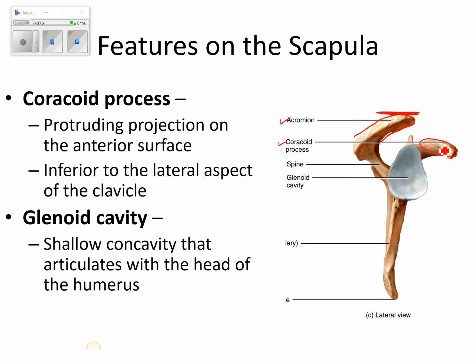Then the next one is the coracoid. So coracoid projection or process is a projection on the anterior surface. It's inferior to the lateral aspect of the clavicle. It also is going to help stabilize the shoulder joint.